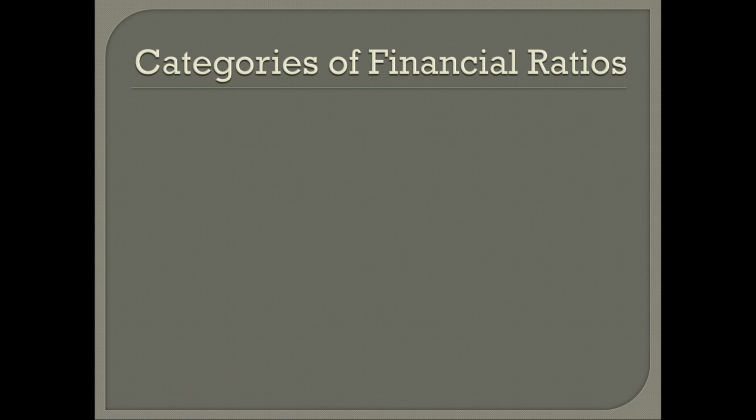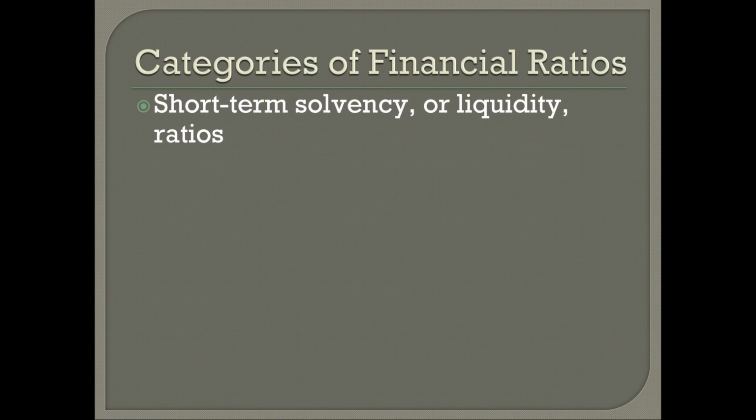So there are 5 different categories of financial ratios that we will be covering, and I'll go into detail on each different ratio after I discuss what the categories are. The first category are called short-term solvency or liquidity ratios. So solvency simply means your ability to pay debts when they are due.